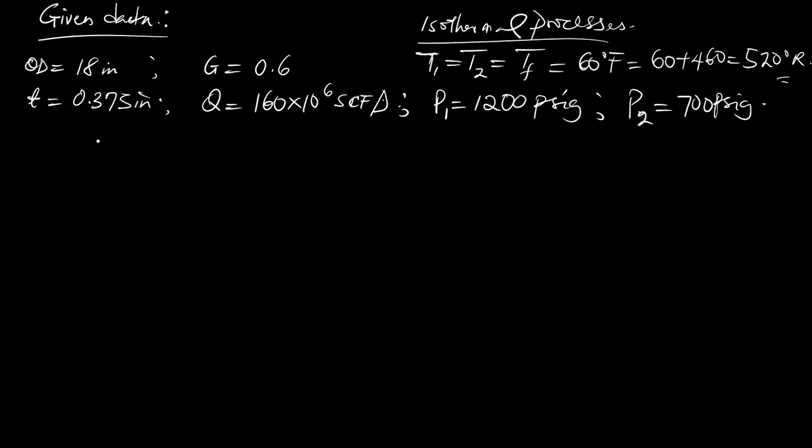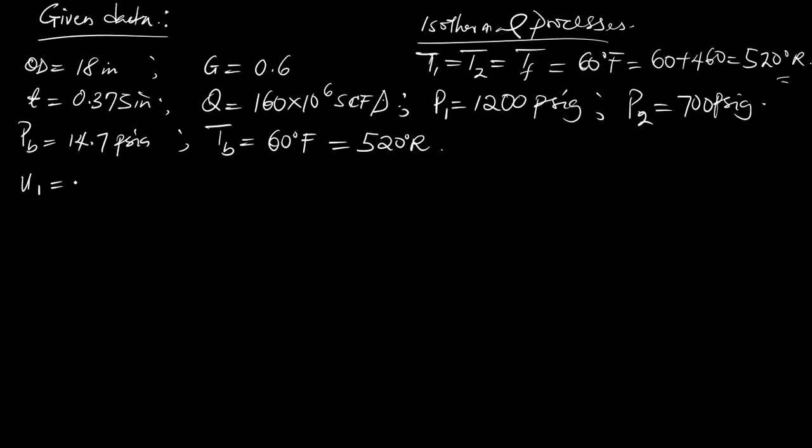We are also given the base pressure to be 14.7 psia, that is to say the standard condition, then the base temperature to be 60 degrees Fahrenheit, which is the same thing as 520 degrees Rankine. Having been given this, we now need to find the inlet velocity of the gas and the outlet velocity of the gas. So we need to look for these two things.